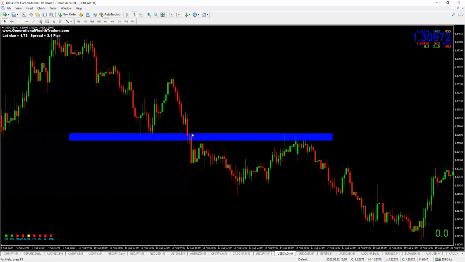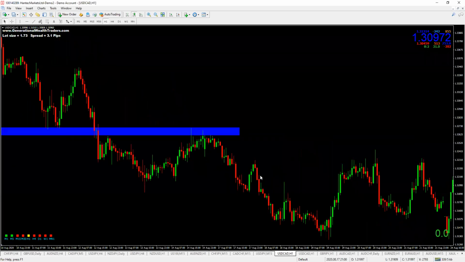And guess what happened? Even when it broke through, price came back to retest that area. It's almost as though the buyers were trying to say, sellers, let's see how determined you are to take this price down. Let's have a little battle.